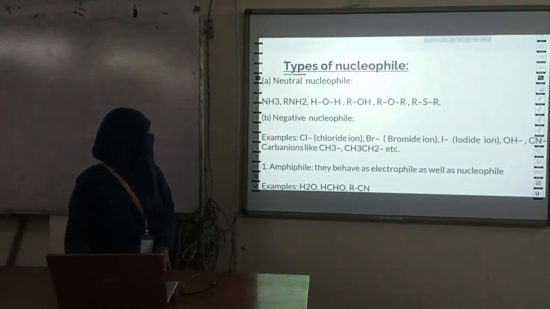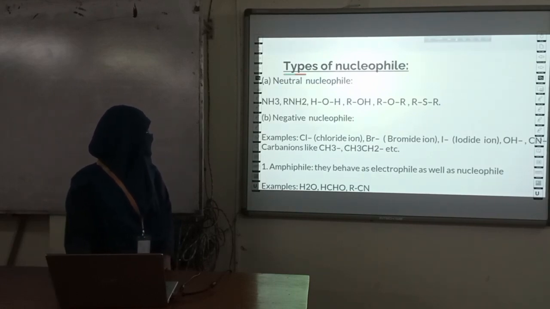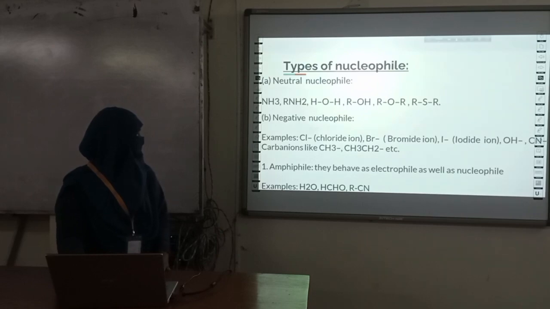Types of nucleophile. There are two types of nucleophile: neutral nucleophile and negative nucleophile. Neutral nucleophiles are ammonia, primary amine, water, alcohol, etc. And negative nucleophiles are chloride ion, bromide ion, iodide ion, hydroxide ion, carbon ions like methide ion, ethide ion, etc.